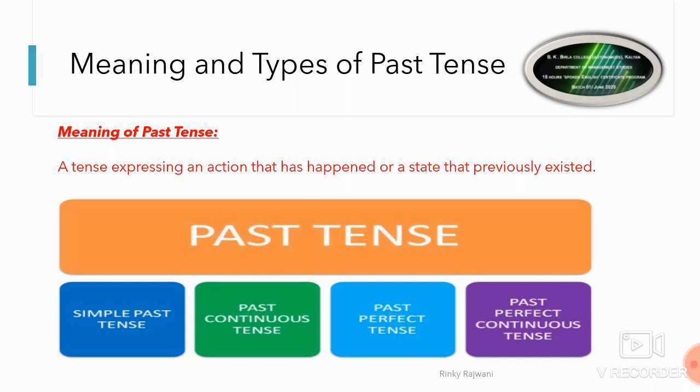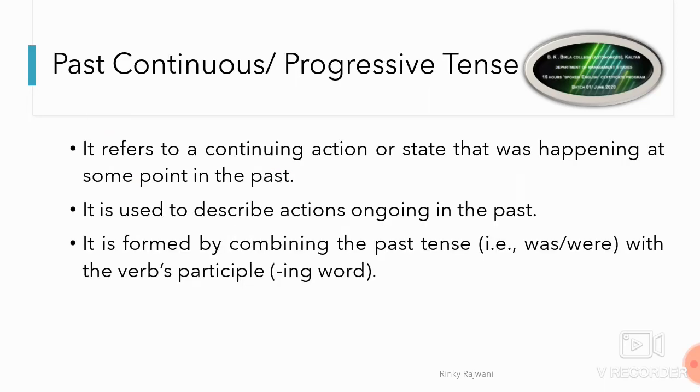What are the different types of past tense? There are 4 types of past tense. Simple past tense, again this you would have studied in your previous chapters. Second one is past continuous tense. Third, past perfect tense. And the fourth one is past perfect continuous tense. So in this chapter we are going to highlight the remaining 3 tenses apart from simple past tense. Let's go and see what is past continuous, or it is also called as progressive tense.